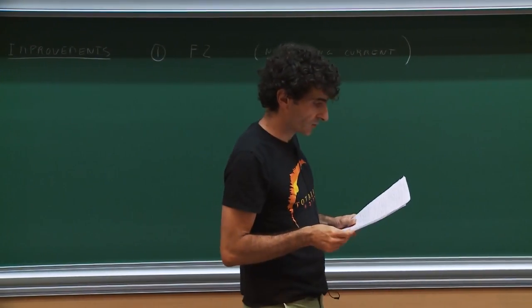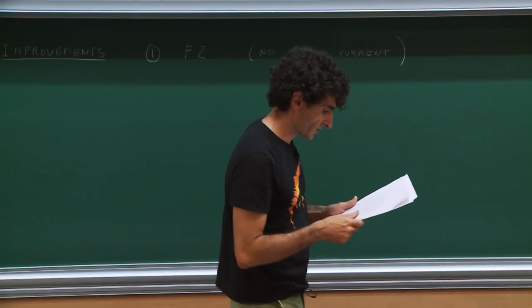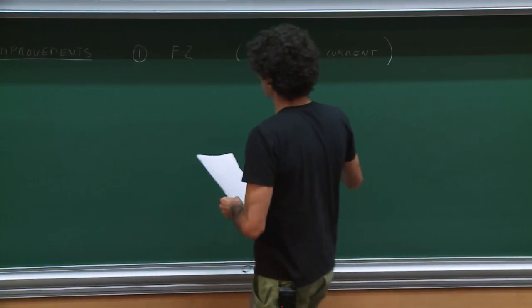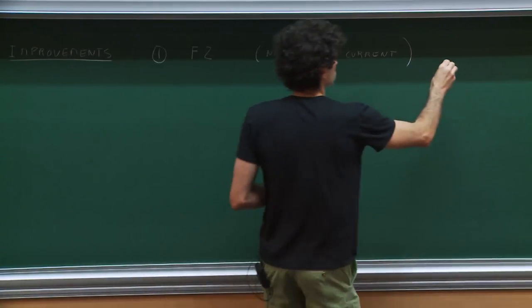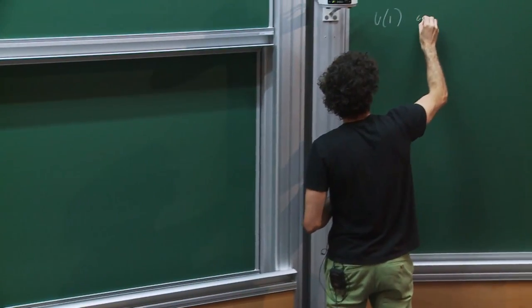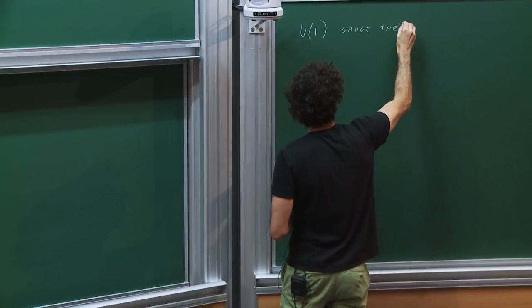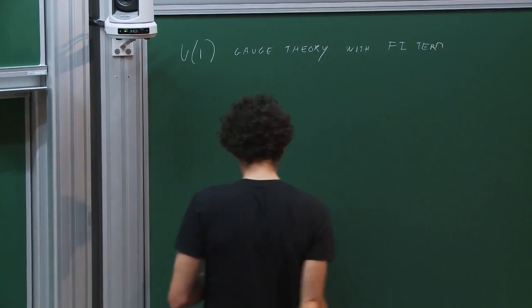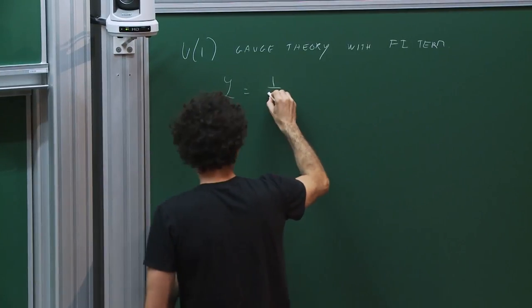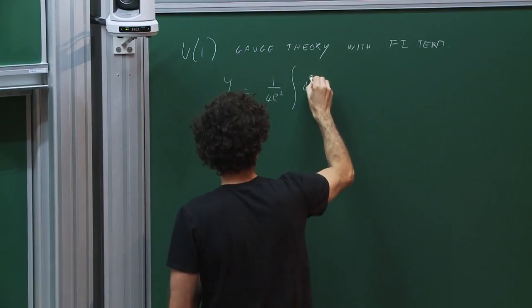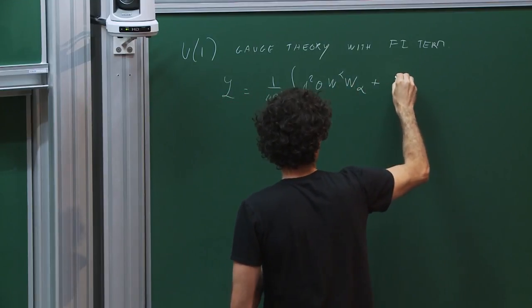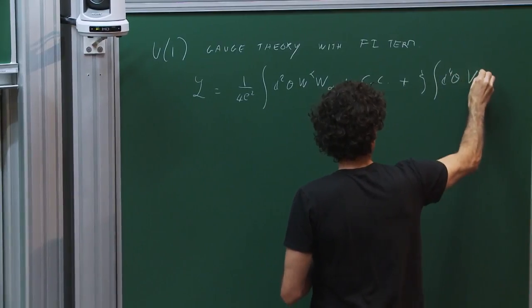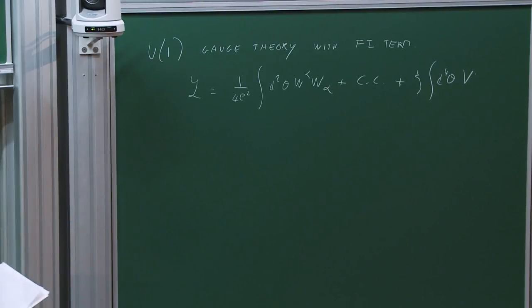There is also another example of a field theory which does not allow for a Ferrara-Zumino supercurrent. So let's do another example. If you consider some U(1) gauge theory with an FI term, then your Lagrangian is going to include the usual field strength part, plus complex conjugate, and then there is also the FI term. Okay, this is in usual superfield terminology.